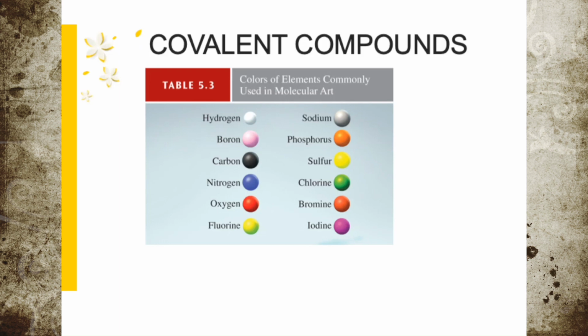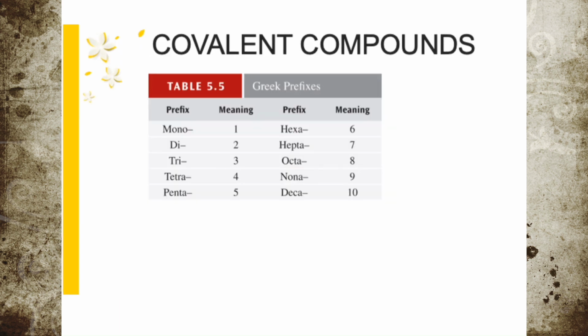Now, the difference between ionic compounds and covalent compounds will be the use of the prefixes. The prefixes such as mono for 1, di for 2, tri for 3, tetra for 4, penta for 5, and so on and so forth. The prefix mono is generally omitted for the first element. We do not use the word mono for the first element, even if it is only one.